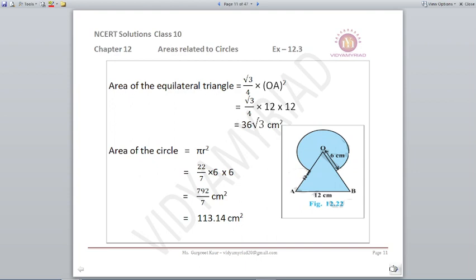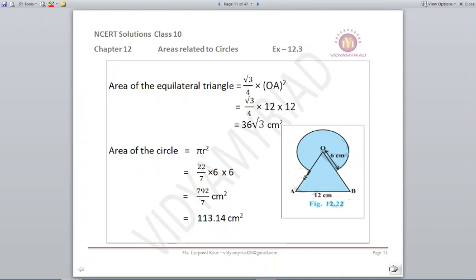So we know it is an equilateral triangle. We know the formula of an equilateral triangle, that is root 3 upon 4 into side square. Side is 12 centimeters, so we have root 3 upon 4 into 12 into 12, which comes out to be 36 root 3 centimeters square. In the same way we can find the area of the circle, that is pi r square. So 22 upon 7 into 6 into 6, where 6 is the radius of the circle. That comes out to be 113.14 centimeters square.